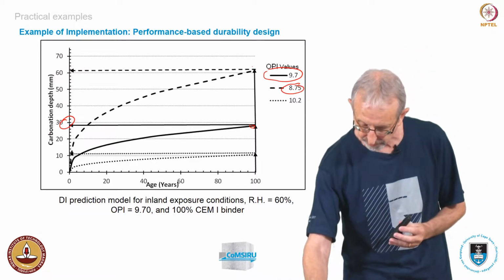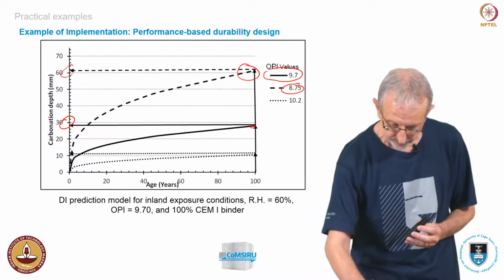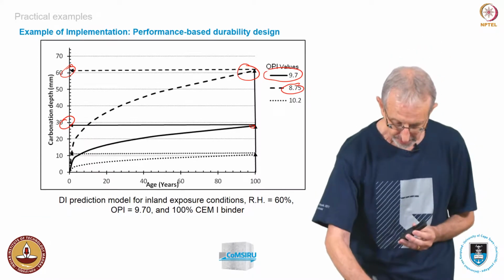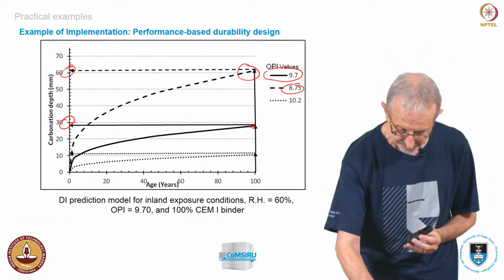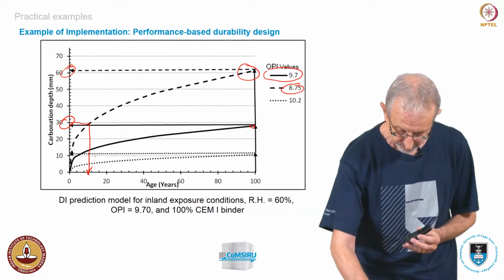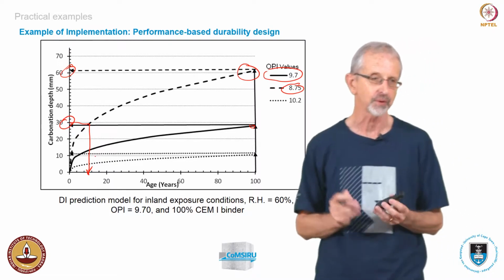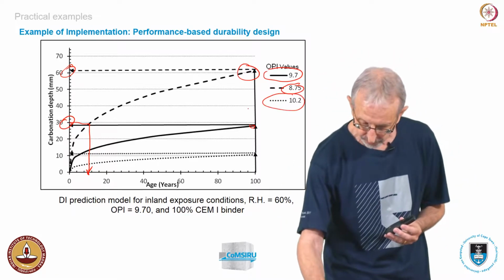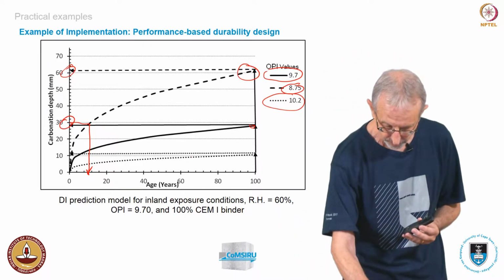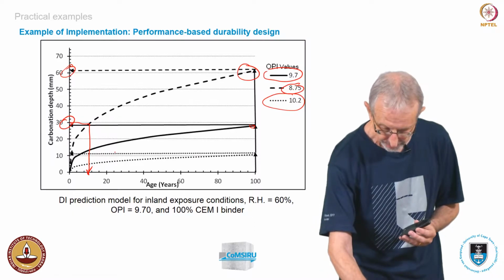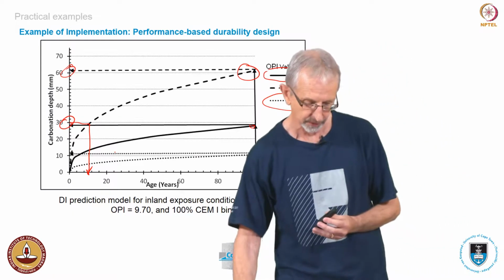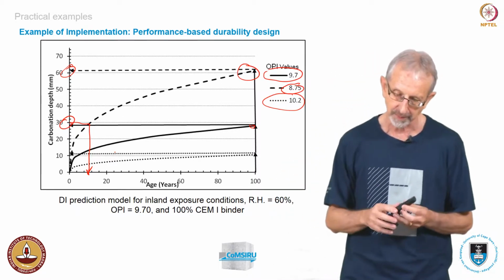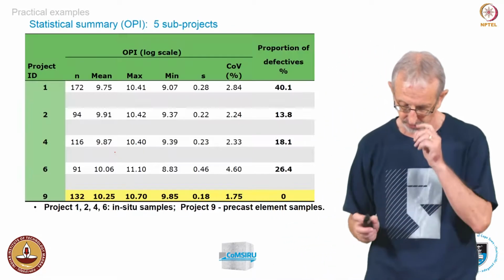If you only get 8.75, you can notice that you're going to get about 60 millimeters of carbonation in 100 years. And if you only have 30 millimeters of cover, then your service life is only going to be about 10 years before you get carbonation at the level of the steel. On the other hand, if you go up to really good values of around 10.2, which is this curve at the bottom, then of course you get a very, very good service life. So that gives you the sensitivity to the parameters that we were measuring in situ on the real concrete.